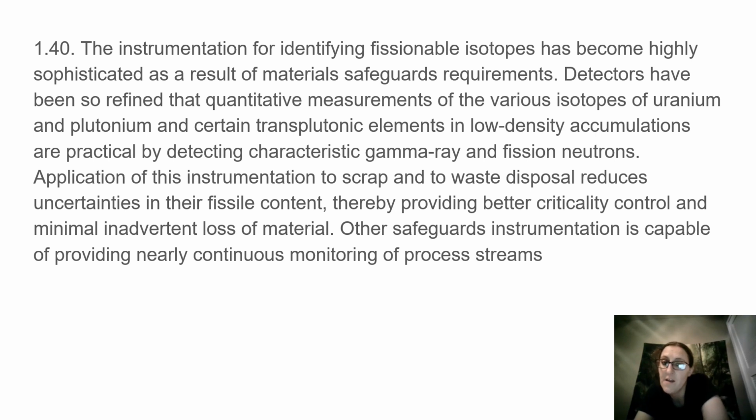The instrumentation for identifying fissionable isotopes has become highly sophisticated as a result of material safeguard requirements. Detectors have been so refined that quantitative measurements of the various isotopes of uranium and plutonium and certain transplutonic elements in low-density accumulations are practical by detecting characteristic gamma rays and fission neutrons. Application of this instrumentation to scrap and to waste disposal reduces uncertainties in their fissile content, thereby providing better criticality control and minimal inadvertent loss of material. Other safeguard instrumentation is capable of providing nearly continuous monitoring of process streams.